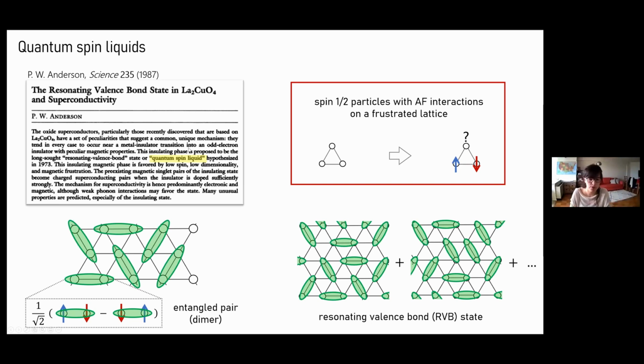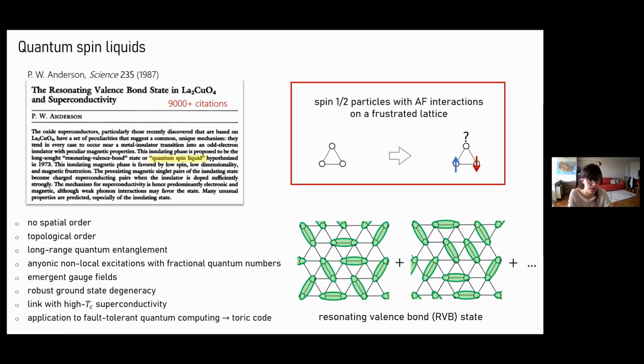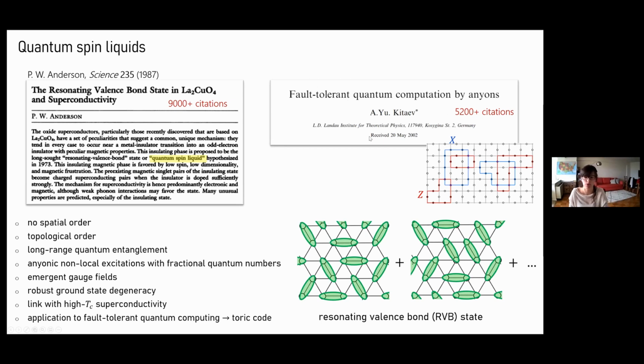Now, since this first proposal, these quantum spin liquids have been intensively studied in the past 50 years, and a number of very exciting properties have come up. You can easily see that there is no spatial order in this state, but this state has topological order. It has long-range quantum entanglement. It has quasi-particle excitations with anyonic statistics. And among the many, I just want to mention that these quantum spin liquids have been proposed as a very interesting candidate to implement robust quantum computation, as is known from the famous toric code model that was proposed by Kitaev.